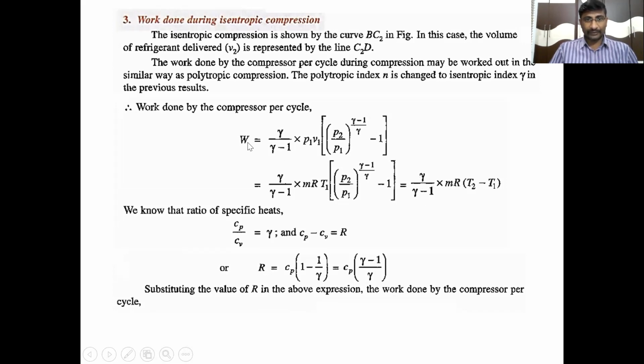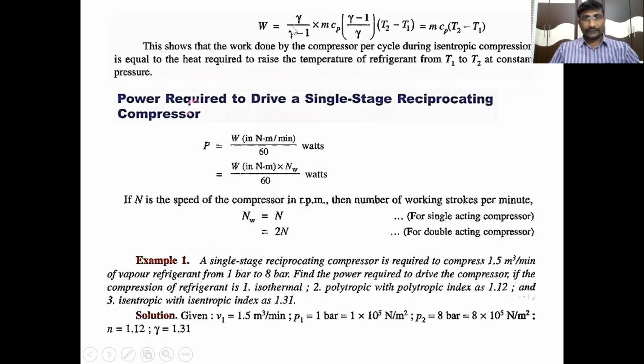Therefore, this equation becomes the work done during isentropic compression: m into Cp into (T2 minus T1). So the final equation is mCp into delta T, that is mCp into (T2 minus T1). This shows that the work done by the compressor per cycle during isentropic compression is equal to the heat required to raise the temperature of the refrigerant from T1 to T2 at constant pressure. The heat required at constant pressure to raise from T1 to T2, the same is the work. The work equation is the same equation for the flow work. mCp into (T2 minus T1) is the work required for compression in the isentropic process.